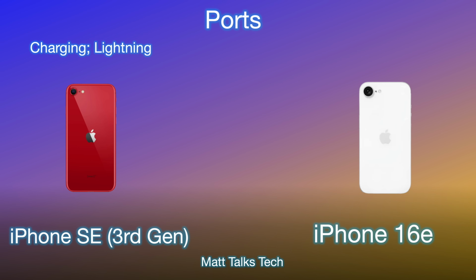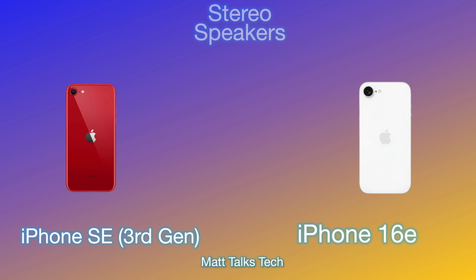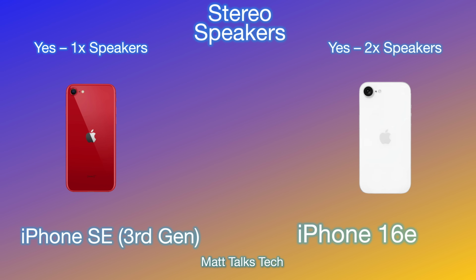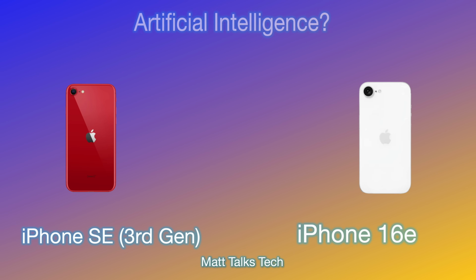For ports though, things have changed again. We used to have the Lightning port, and now literally all of the iPhones have gone with Lightning altogether, and now we only have USB-C on the iPhone, and the iPhone 16e does have that now. USB-C charging, the first budget iPhone to get this, which is awesome. Then for stereo speakers, we used to have just one speaker on the iPhone SE 3rd generation, and now we actually have two on the iPhone 16e. So this is great to see from Apple that they've done this. Then the big question is all to do with Apple Intelligence.